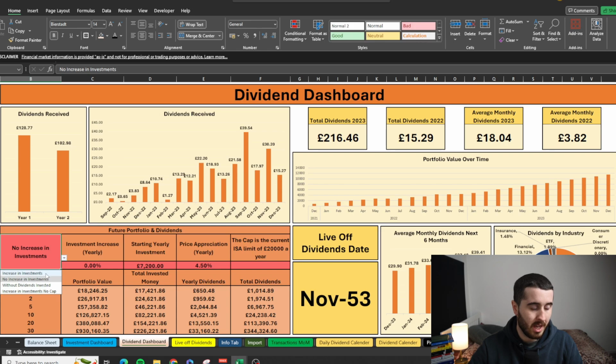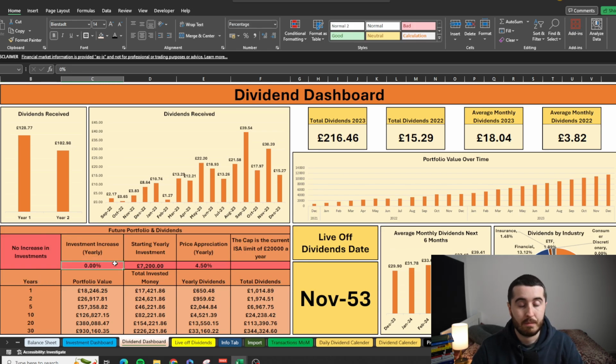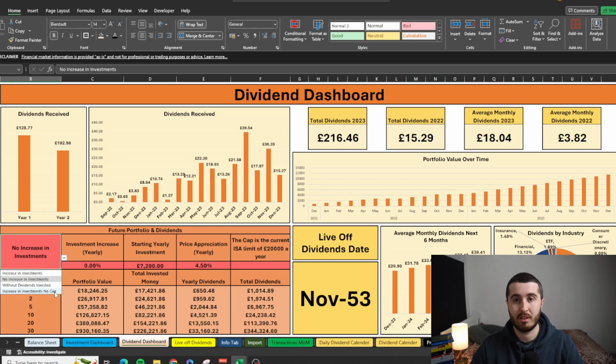So you can change this to be increase in investments, no increase in investments, without dividends invested, and increase in investments, no cap. So for the UK, if you're investing in an ISA, the limit is £20,000 a year. For me, I've put a cap on it so that it doesn't go above. If I'm able to invest £20,000 a year, I can't go above £20,000 a year. And then you can change it on the sheet to say there's no cap. So if you're increasing your investments by 10% every year, you get to 20,000 and it will stop. But if you put the no cap one on, it can go further than 20,000.